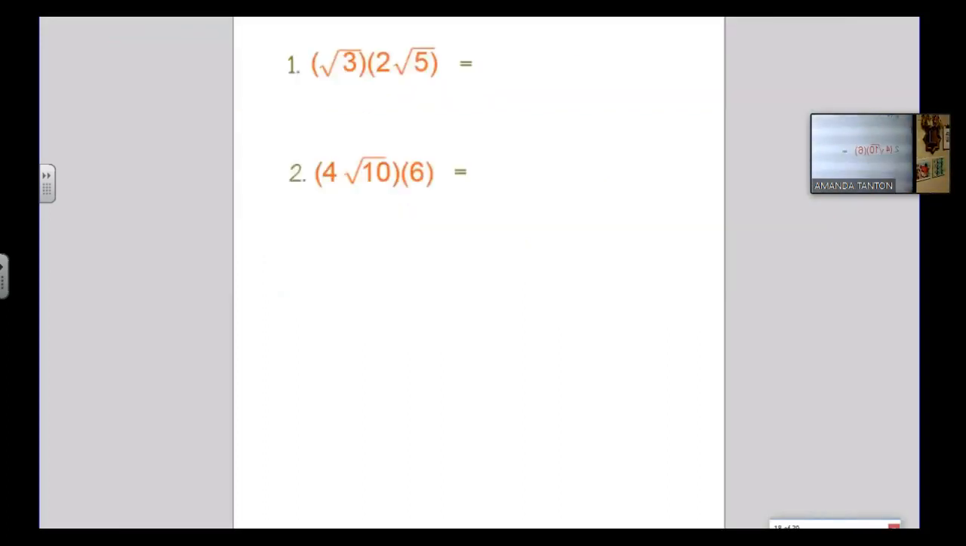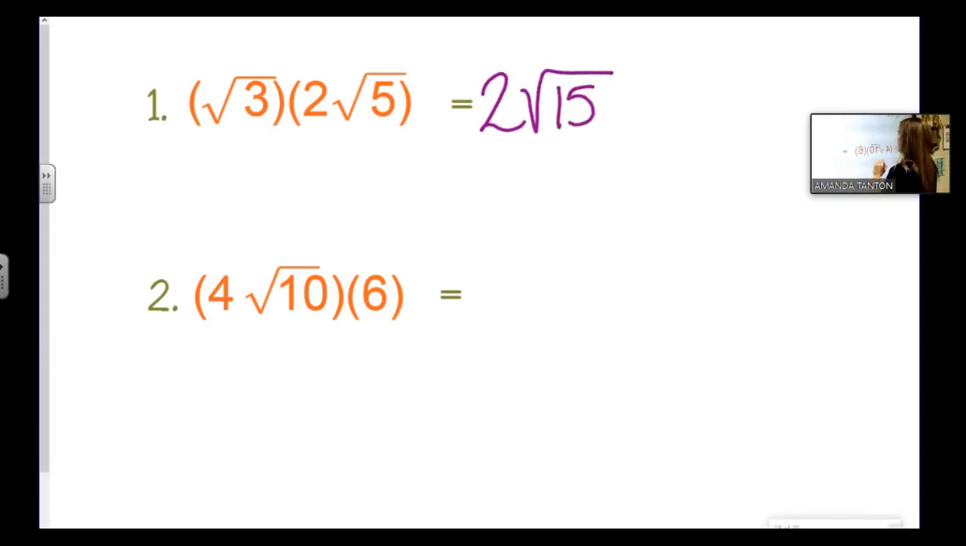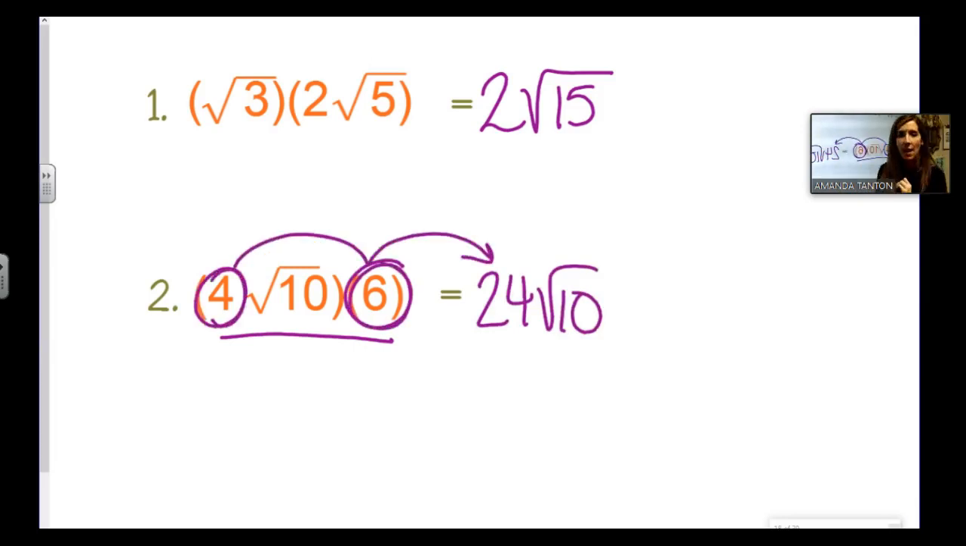All right, let's try some. These are super easy. I kept them easy. What's root 3 times 2 root 5? What do you get? 2 root 15. That's all there is to it. Okay, try this one. 24 root 10. That's all there is to it. Very good. Numbers on the outside, separate from any numbers that happen to be inside the radical.